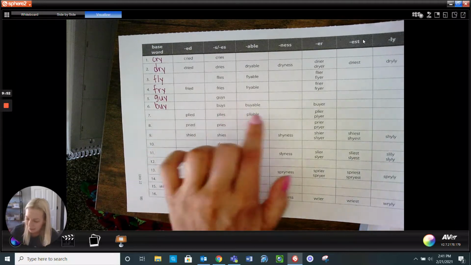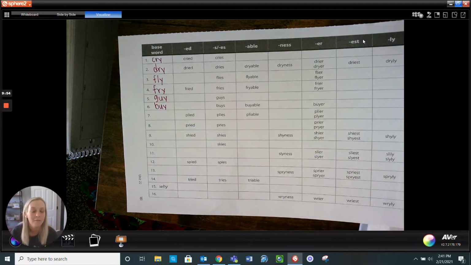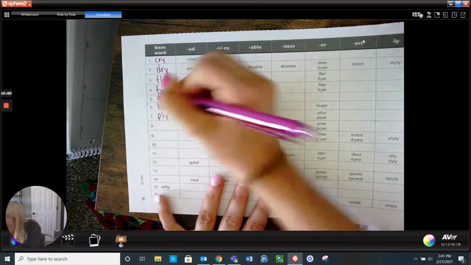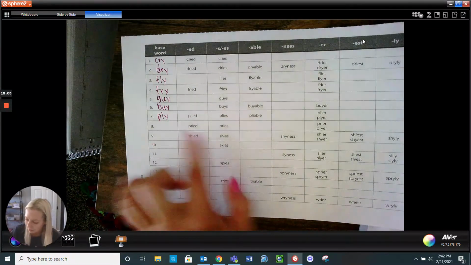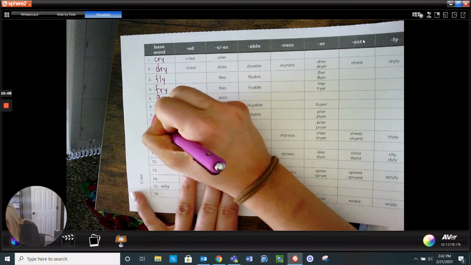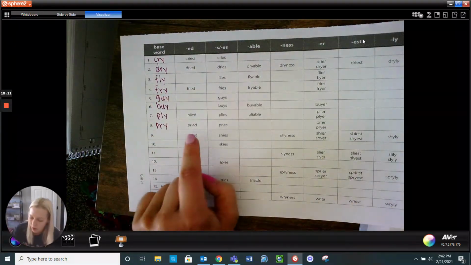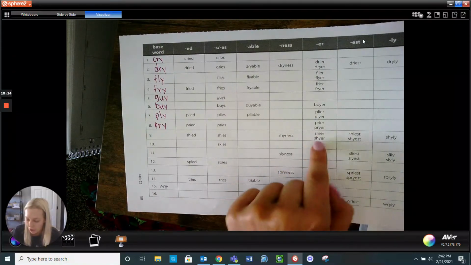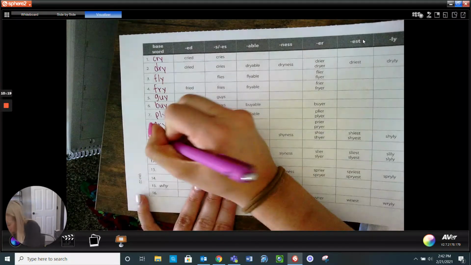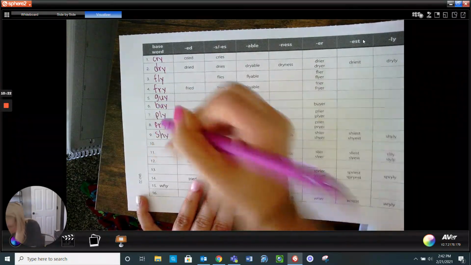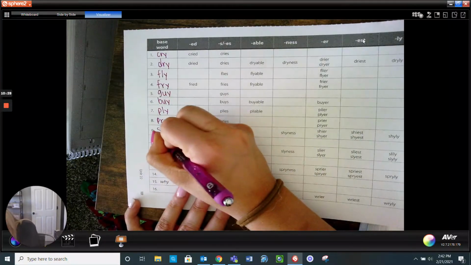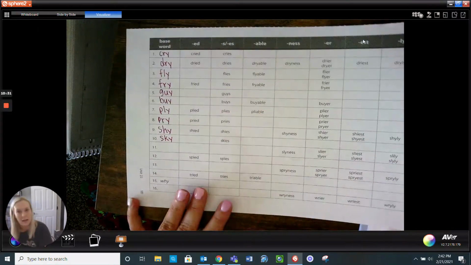Plied, plies, pliable, plier, and plier. This isn't a word you hear often, but it is ply. Pride, prize, prior, and prior. The word is pry. Shied, shies, shyness, shyer, shyer, shyest, shyest, and shyly. The word is shy. Here we have skies. The base word for skies is sky.